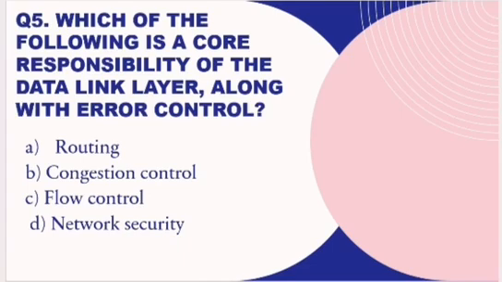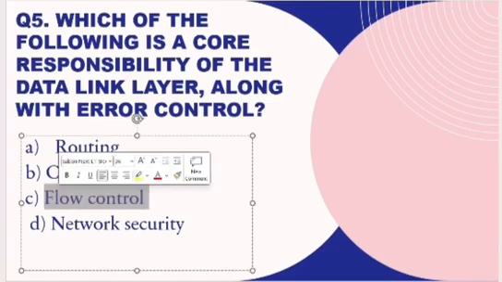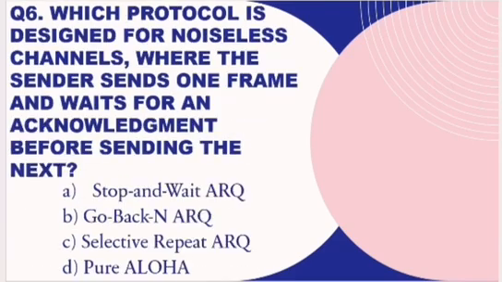Which of the following is a core responsibility of the data link layer along with error control? Option A, routing. Option B, congestion control. Option C, flow control. Option D, network control. I hope you all have guessed the answer. So the correct answer for this question is option C, flow control. Moving on to the next question.